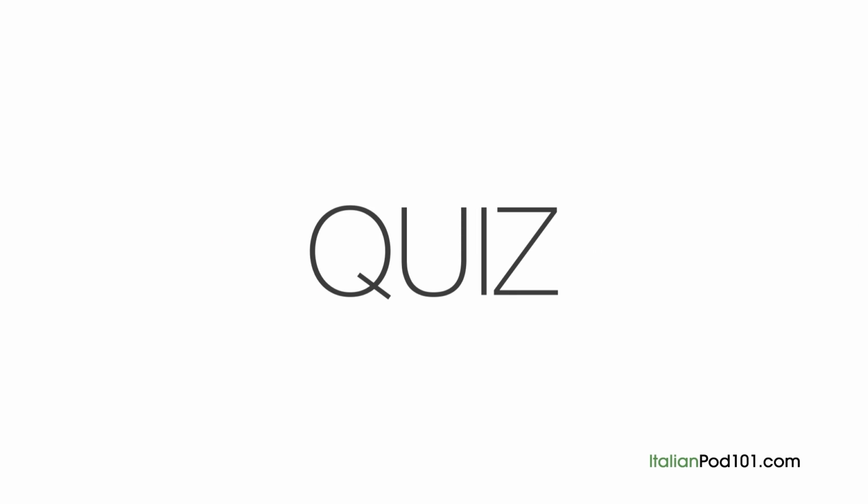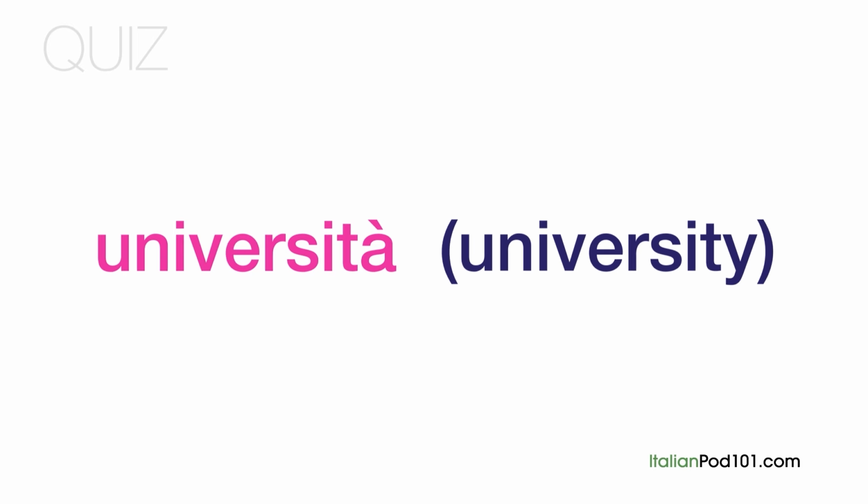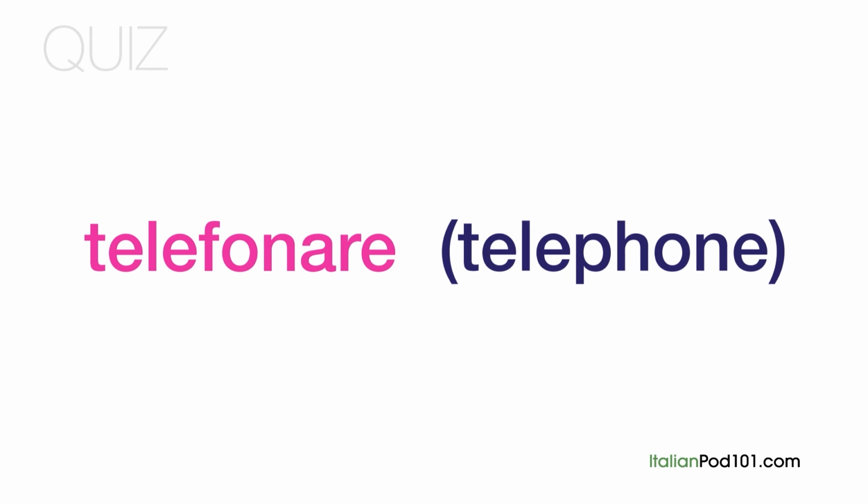Okay, let's conclude with a short quiz. Where should you place the stress for this word? Università. The accent is on the vowel at the end of the word, so the answer is the last syllable. How about this one? Telefonare. The answer is the second to last syllable. Remember, if you're not sure, the general principle is to stress the second to last syllable.